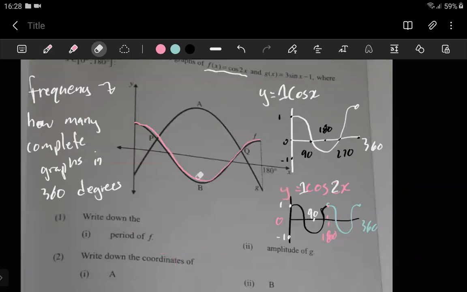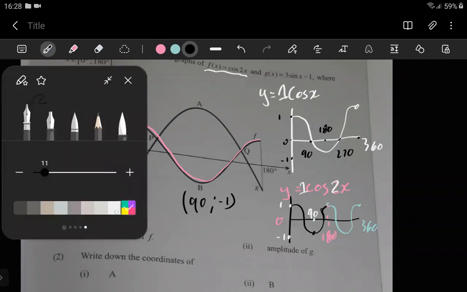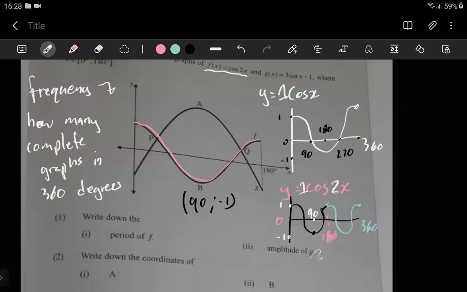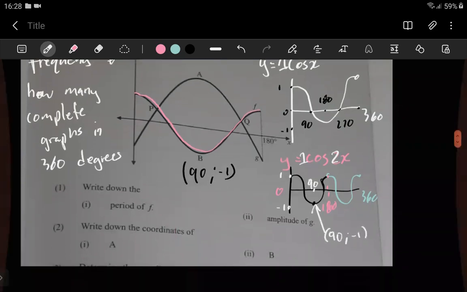So here we know that B, the x value is going to be 90. The y value is going to be negative 1, because it's going to be 90 degrees, but it's still going to be down there. It's going to be negative. Cool. Perfect. So that is for A and B, frequency and period.